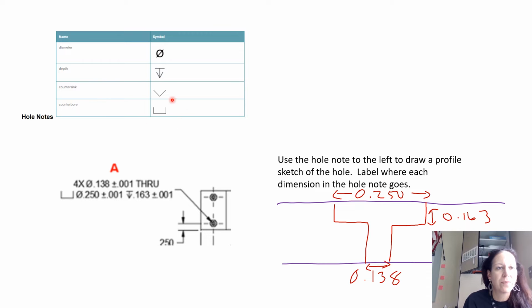These are our hole notes, the different kinds of holes. And then in class, I gave you this. So this is not in your packet, but I do expect you to have it when you turn it in. So this is actually an example of a hole note, and the directions were use the hole note to the left to draw the profile sketch of the hole and label where each dimension in the hole note goes. And so the little 4 times just means there's 4 of them in this, and then you've got 2 different diameters with their tolerances. Don't worry about labeling tolerances. And then you have a depth with the depth tolerance. So your sketch should look something like that. And of course, this means that it is a counterbore hole. So it tells you a little bit about the shape of the hole.